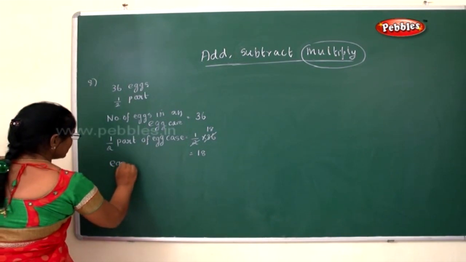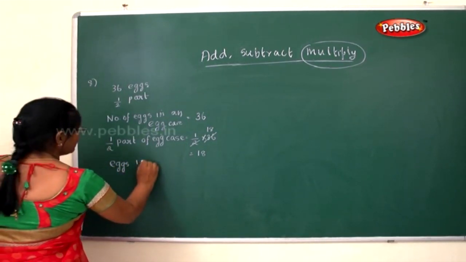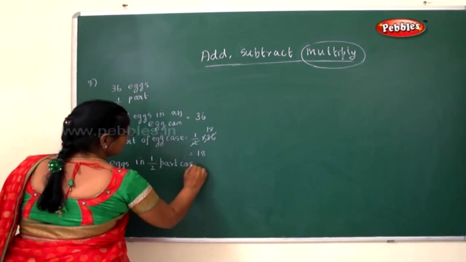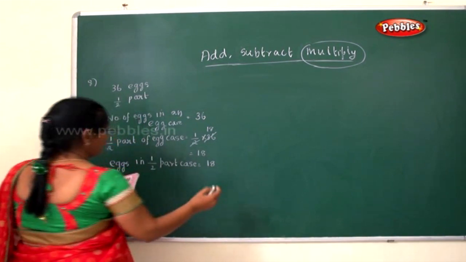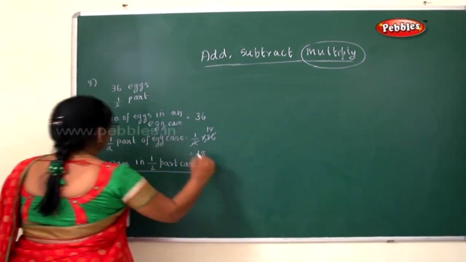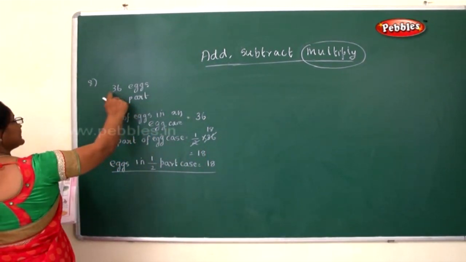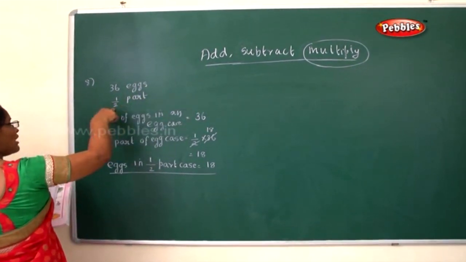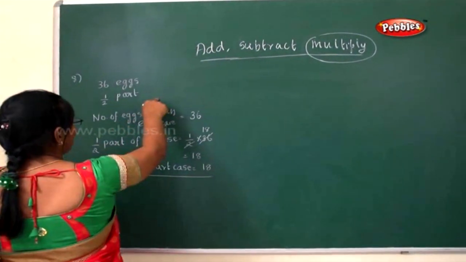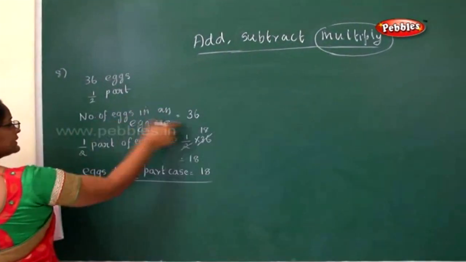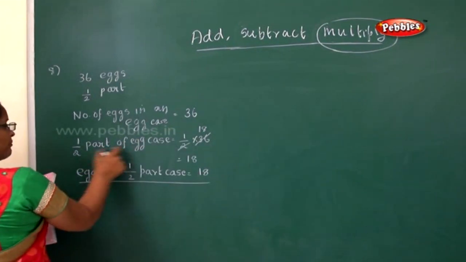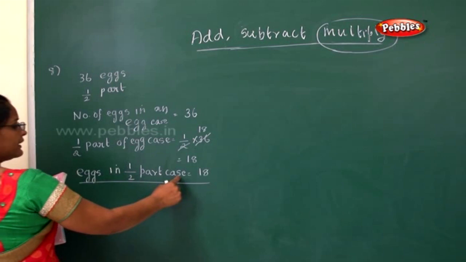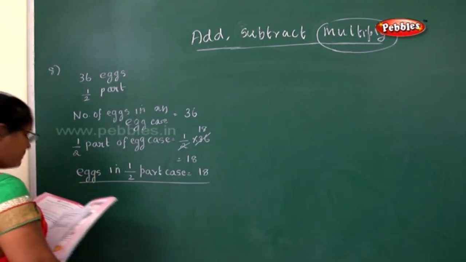So in 1 by 2 part of the case, 18 eggs can be loaded. So this is the answer. Now I'll repeat once again. See, there are 36 eggs in an egg case. What is the question they've asked? Half part of the egg case will be accommodated. How many eggs are there? 36 eggs. And half part of the egg case, so half of 36 is 18. So 18 eggs can be loaded in the half part case.